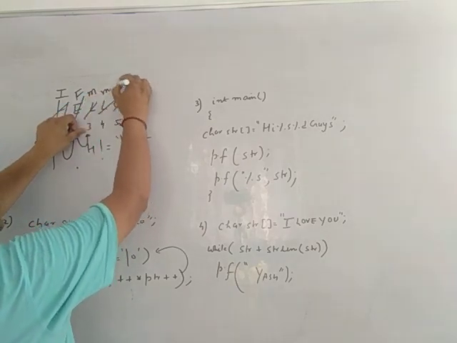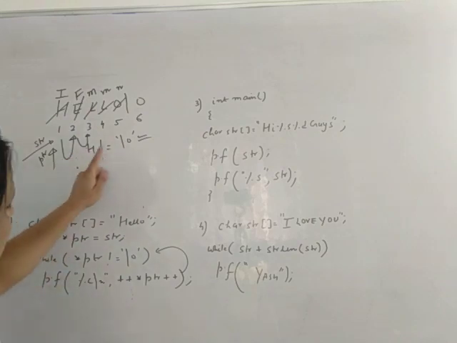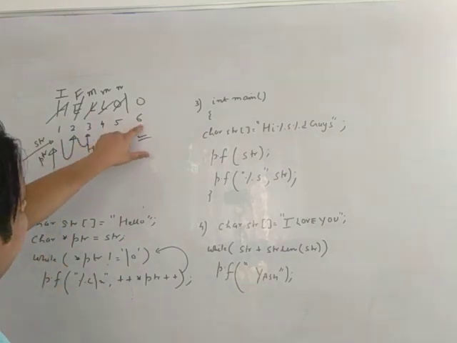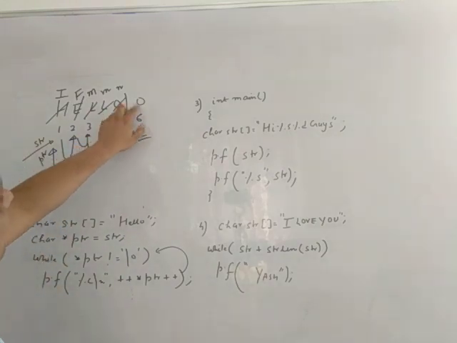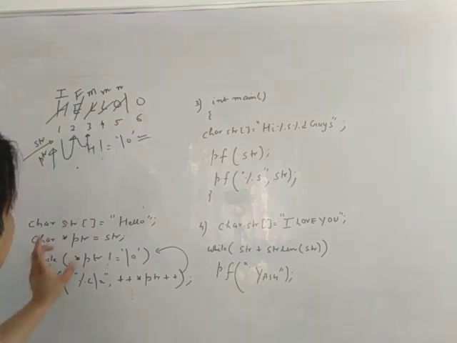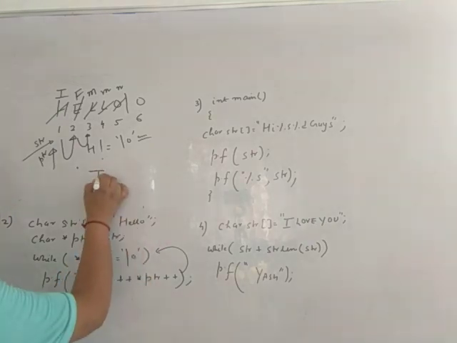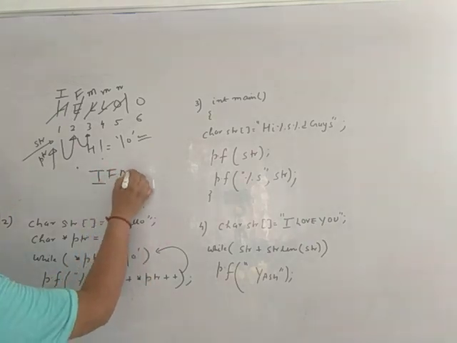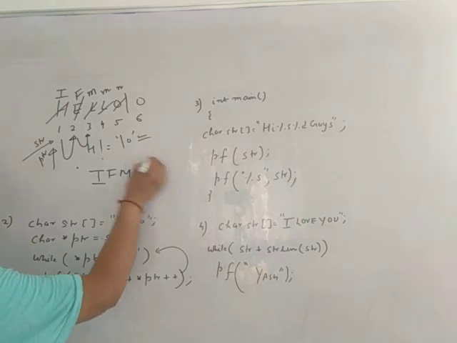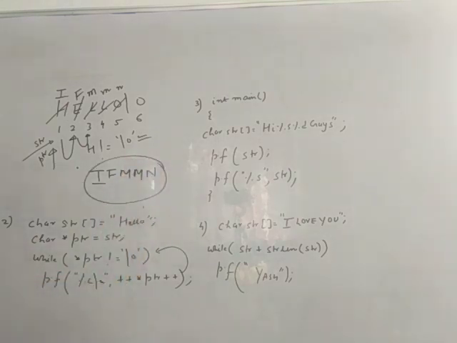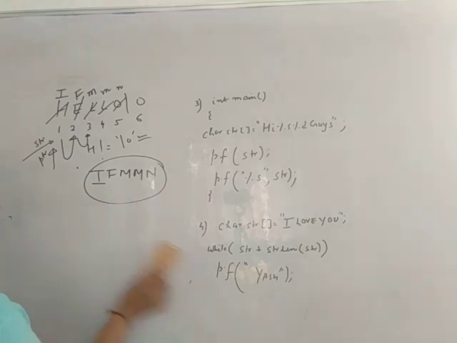This becomes N. And later on when the pointer increments, you move to this 6, and the value at 6 is null. So while null, condition becomes false, because null is equal to 0, your condition becomes false, so you will come out of the loop. So answer is I, F, M, M, N. Alright, simple. Now moving on to the third question.